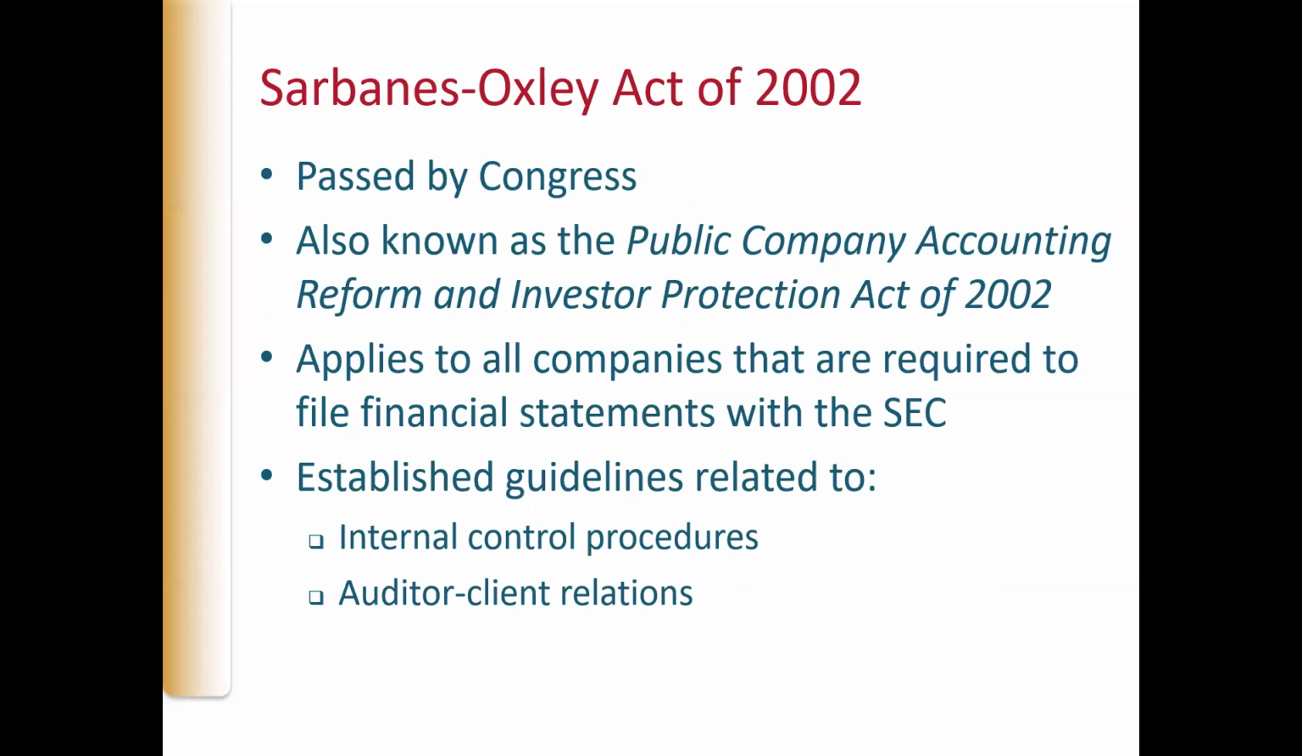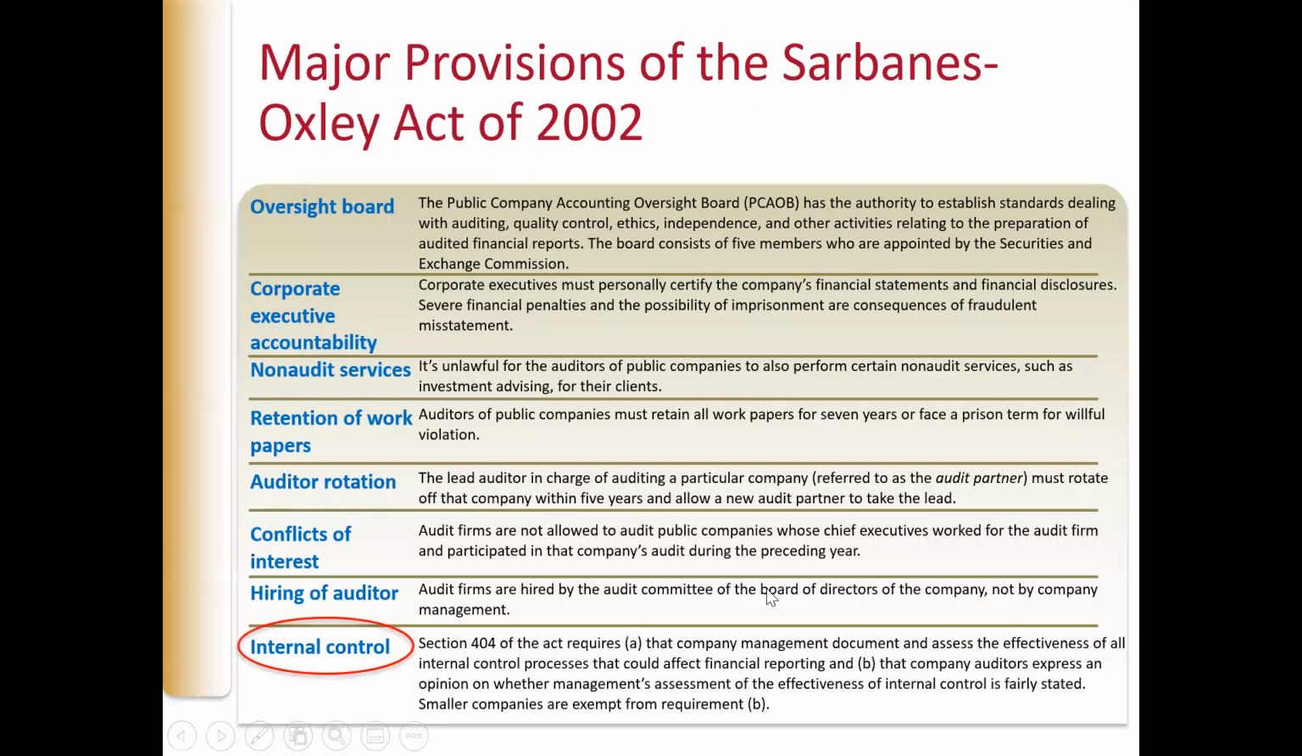And one of the things they did is they required all companies that have to report to the SEC, which are basically public companies, to follow new guidelines. One being internal control procedures and the relationship between external auditors and the clients. The big thing we care about is they required a new guideline on internal control where every year top management had to document and assess that internal controls were working effectively. And then the company's auditors had to review those internal controls and write an opinion if they agreed.